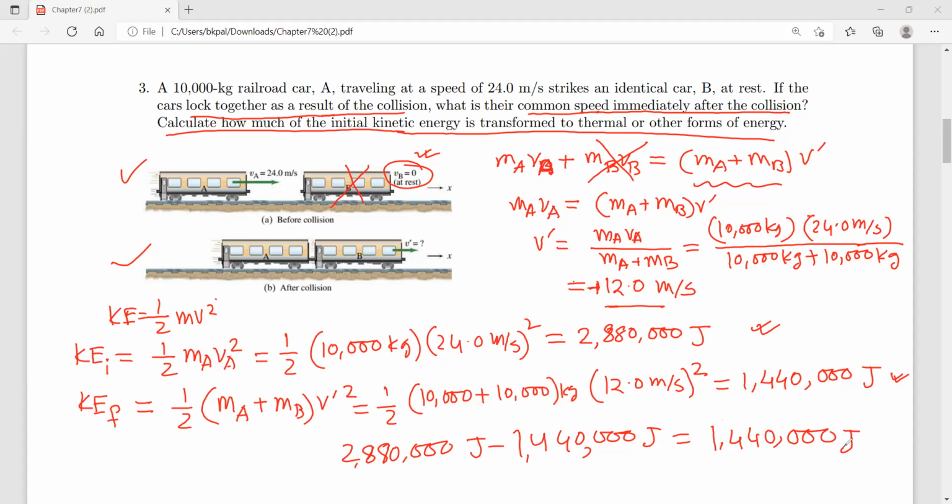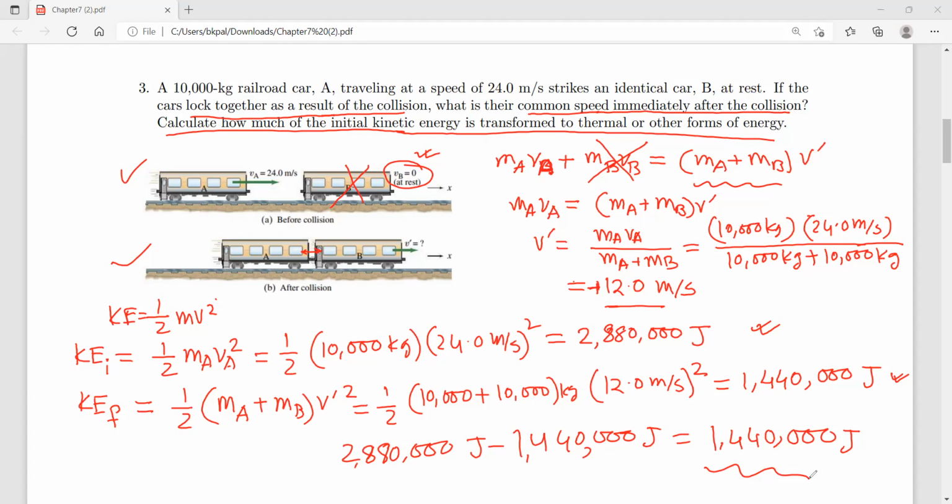Okay, so it makes sense, you know, that when it collides here, right, there is a generation of thermal energy, heat between these two cars. Okay, and this energy is lost as thermal energy, and also there is sound energy. All right, so here energy is lost, so you see that the kinetic energy is not conserved.